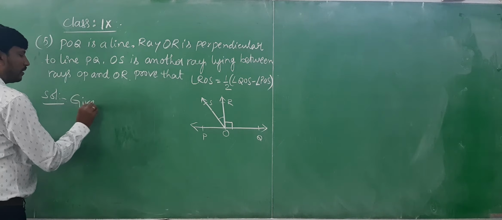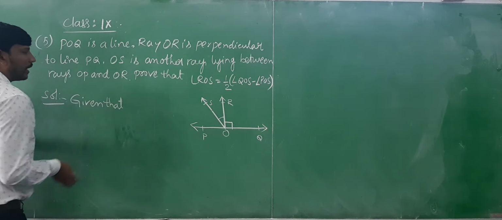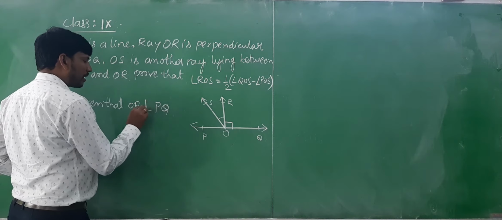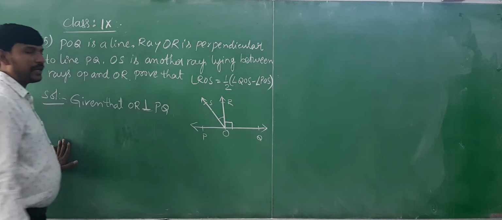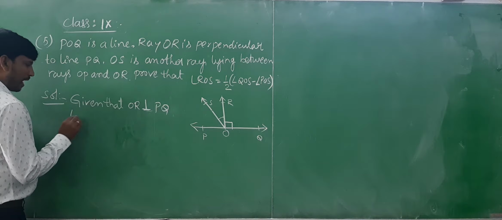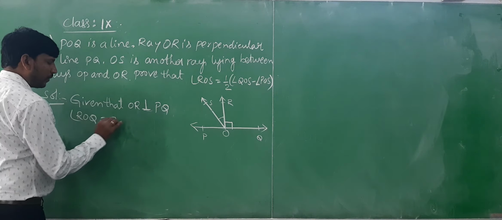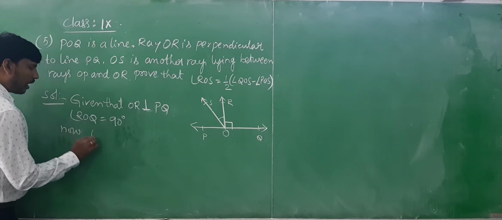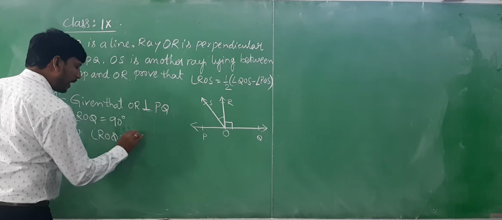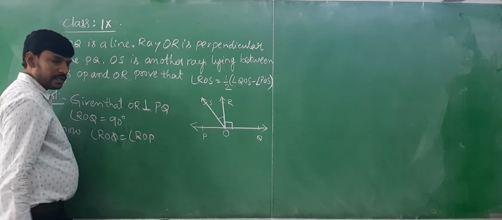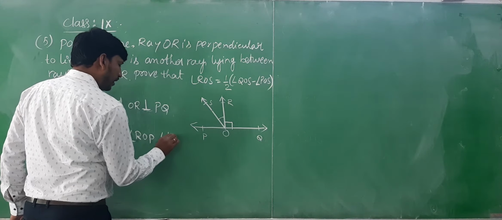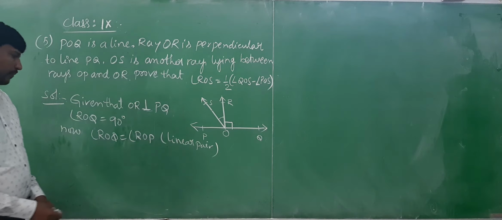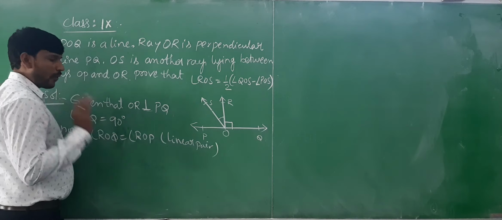Given that OR is perpendicular to PQ, this is the perpendicular symbol. OR is perpendicular to PQ, and angle ROQ is equal to 90 degrees. Now, angle ROQ and angle ROP form a linear pair. Sorry, the sum of these two will be 180 degrees.